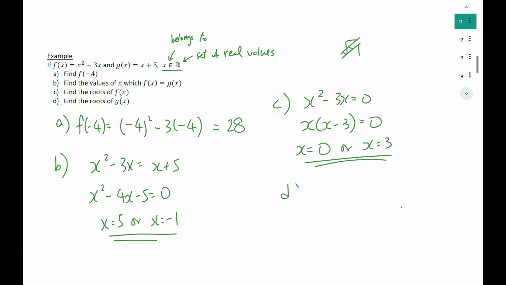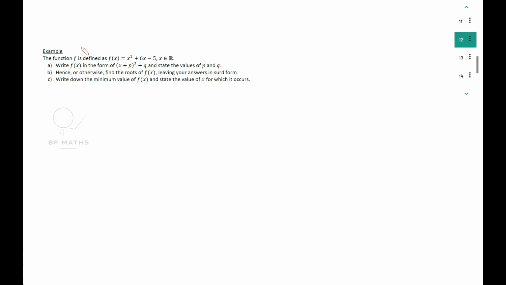Okay, part D: find the roots of g of x. So x plus 5 equals 0, so x equals minus 5. All right, very, very simple. Example, next one.